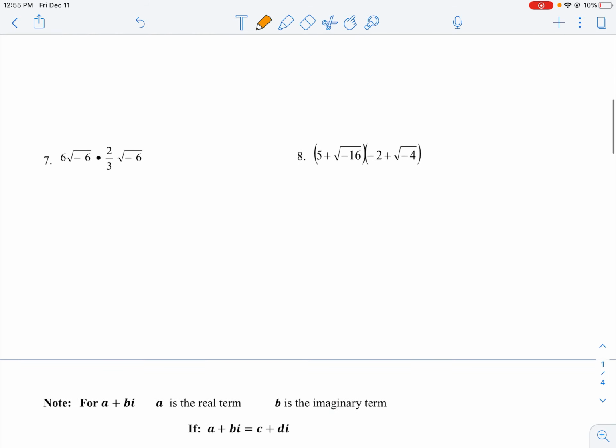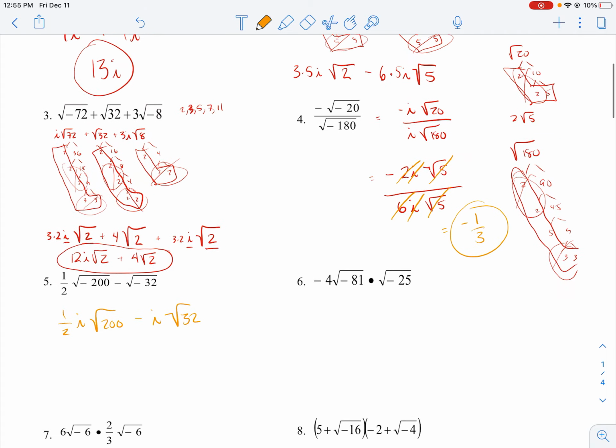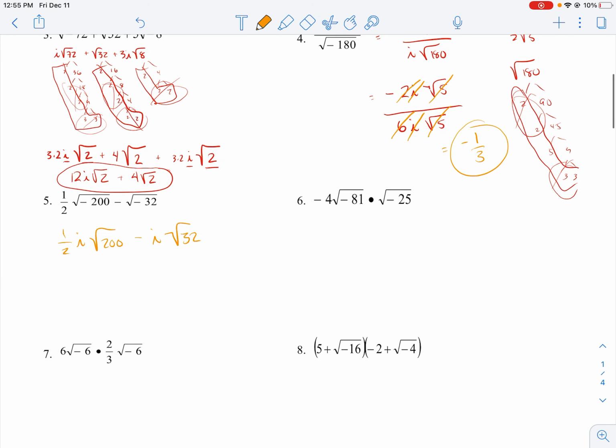Let's take a look at number 5. Okay, number 5, 1/2. We bring out that i value, so I'm left with square root 200 minus i square root 32. Didn't we already do square root 32? Right, square root 32 is just 4 square root 2. So we already got this one, so this one's going to be 4i square root 2.